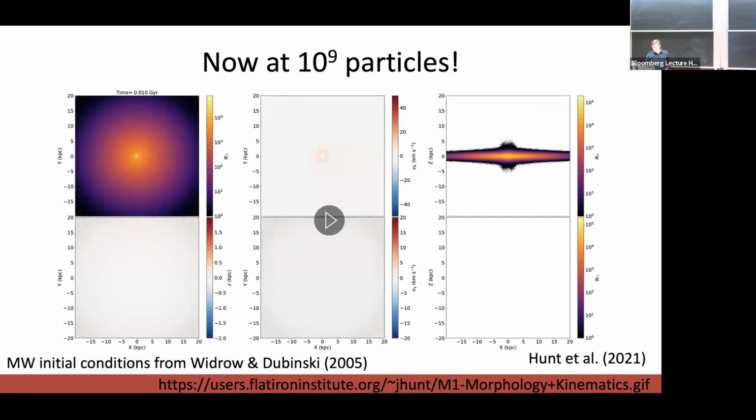So this is a self-gravitating model. It's still to some extent a toy because the disk is very warm and very stable. It's not meant to perfectly reproduce the Milky Way. This is supposed to be a laboratory for investigating merger dynamics.